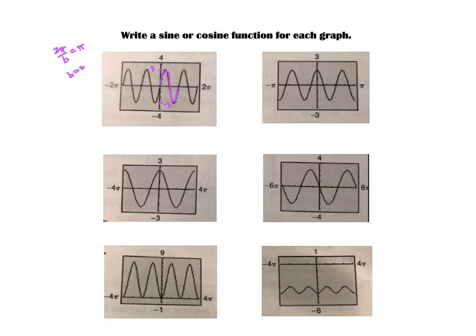We don't have to implement that. No vertical shifts. Therefore, this function would be y equals 3 sine of 2x. Okay, let's move to the next one.